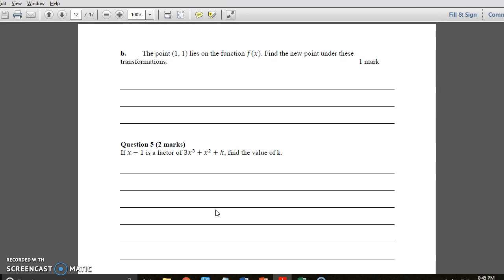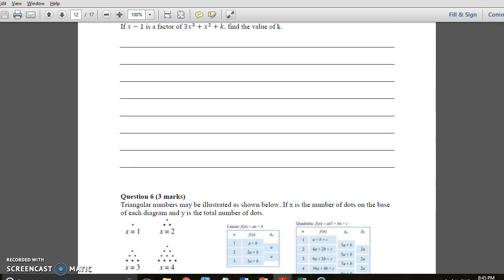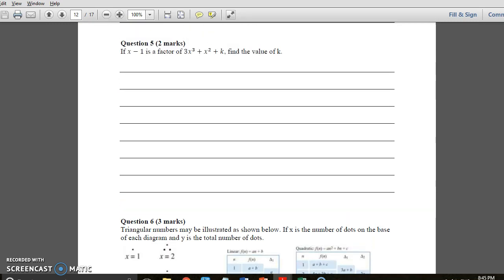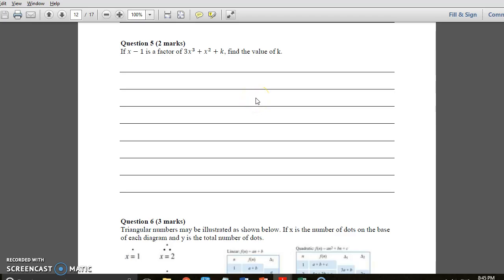Now we can scroll down. Is there anything else with that question? No, that's it. That's what we'd have to do for that one. It's only worth 2 marks, but what would we be looking for? This is what we'd look for: we'd substitute 1 into the equation and then go through that.